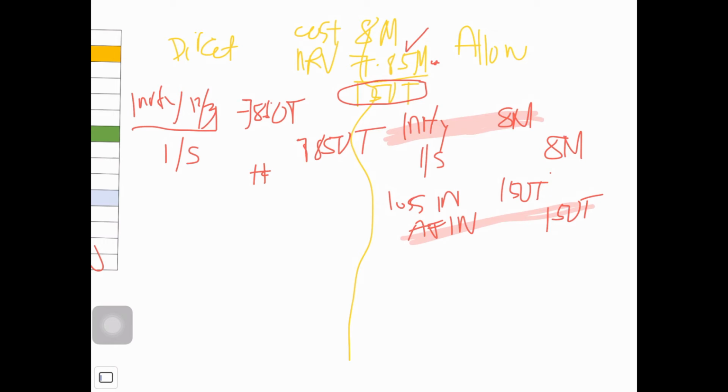Ang AF, allowance for inventory write-down, in order for us to arrive at the NRV. Our loss, guys, this loss is added to cost of sales. And it will be explained later on with a different example. The reason why it is added.